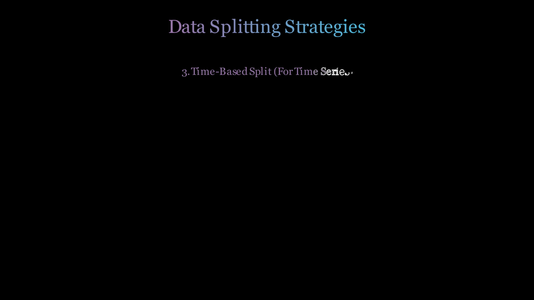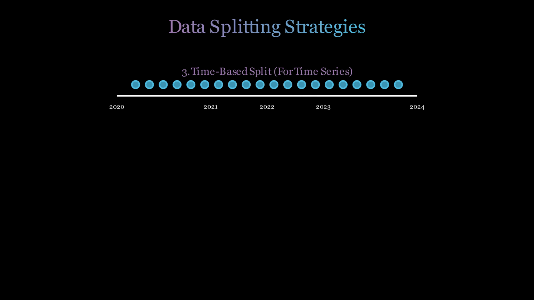Time-based splitting is essential for time series data or any data with temporal dependencies. You split chronologically, earlier data for training, recent data for validation and testing. This simulates real-world scenarios where you predict future events based on historical data. Random splitting would create data leakage by using future information to predict the past.